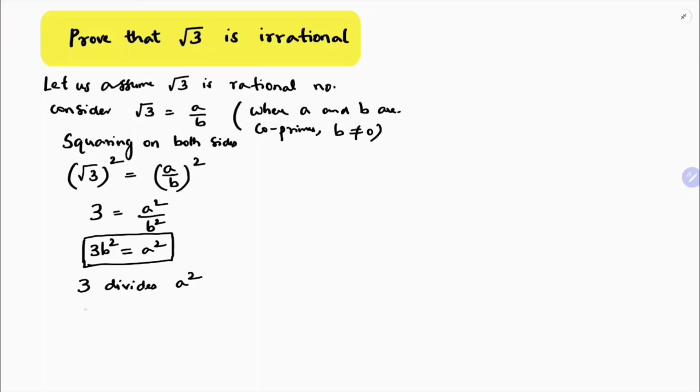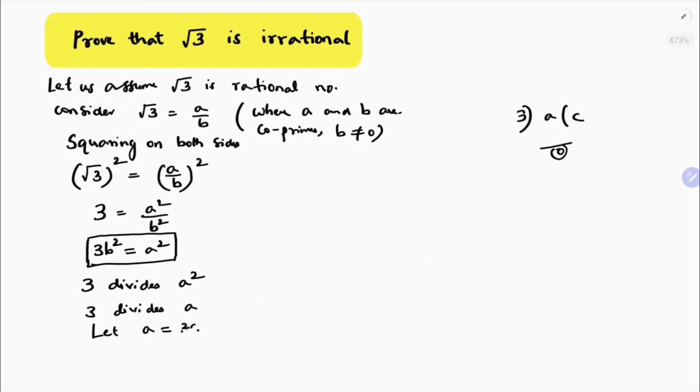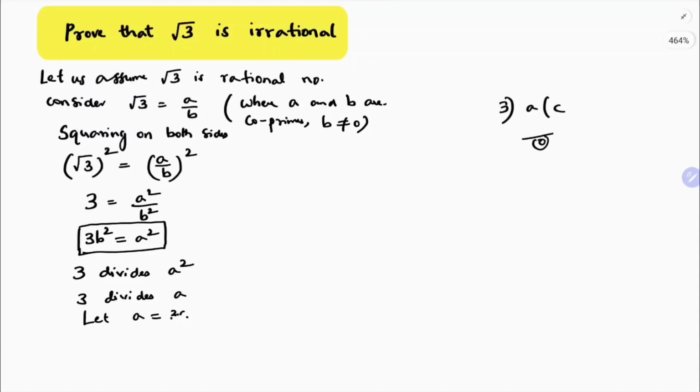3 divides a square, then 3 divides a. So if 3 divides a, then the remainder will be 0. I'll consider the quotient as c. So let a equal 3c, because by the division rule, dividend equals divisor into quotient plus remainder. So you will get a is equal to 3c.